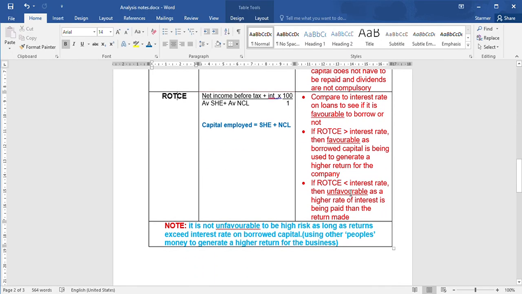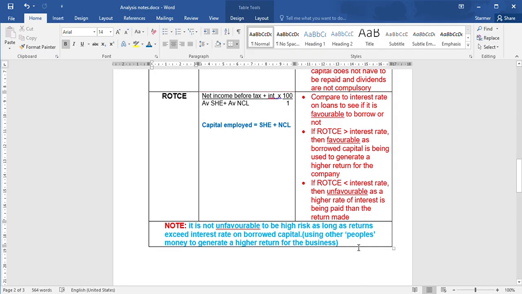In other words, if the return is less than the interest rate, then it's not favorable to borrow because you're having to pay people more than you're actually earning as a return. Now, a lot of you don't seem to really understand whether it's favorable or unfavorable to be high risk or low risk. It's not unfavorable to be high risk, but there is one important thing here, and that is as long as your returns are good. As long as your returns exceed the interest rate of the borrowed capital, it's not a bad thing to be high risk, because as I said earlier, you're using other people's money to generate a higher return for the business.